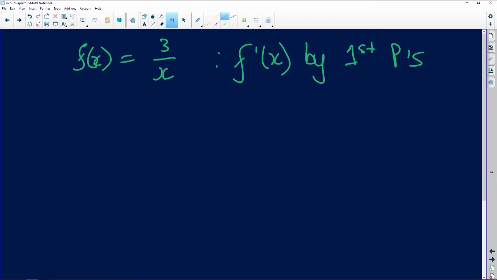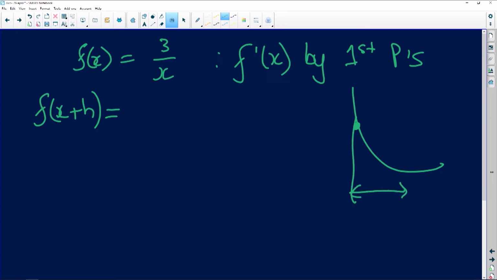Okay, so let's see how this process starts. They've given us f of x is 3 over x. So we are interested in finding f of x plus h. So in this step, you move h units away. So if this is my function and this was my first point, I'm now moving h units away from that point to another point. Okay, so this will be the point x and 3 over x over there.